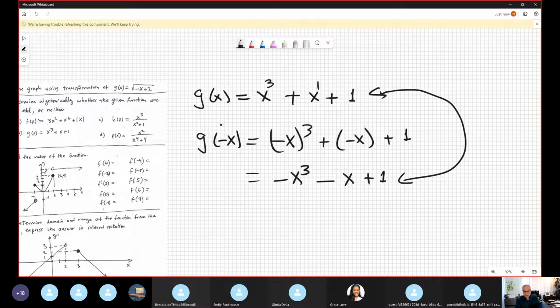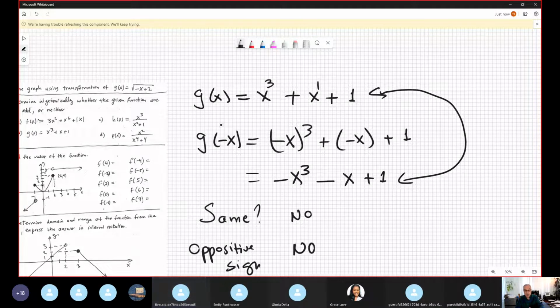Is it the same? No. Is it completely opposite sign? No. So it's no. If it's the same, it's even. If it's completely opposite sign, it's odd. So it's neither even nor odd. So obviously it's neither. Make sense?